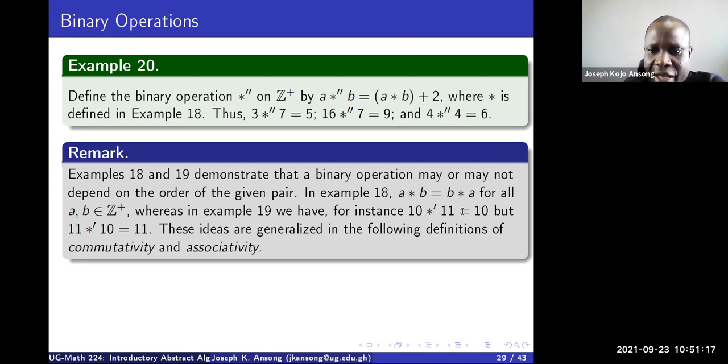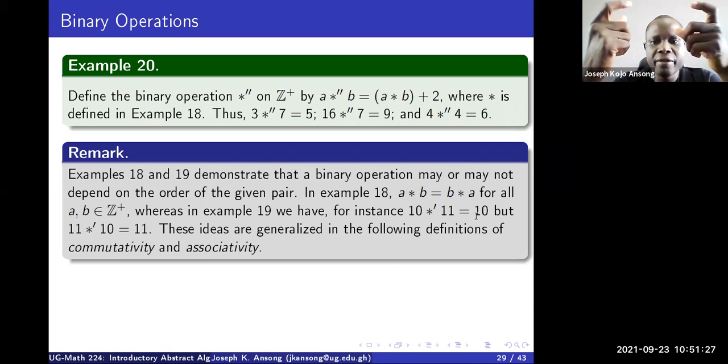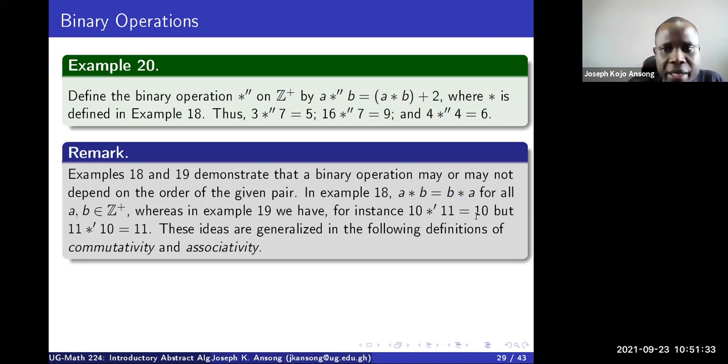So 10 and 11, and 11 and 10, gives me different answers. So A star B and B star A do not always give you the same answer, okay? When they do, you say that the operation is commutative. I'll define that later on, but know that the order is important and the result is not always equal. We'll look at these ideas later in the definitions of commutativity and also associativity, all right?